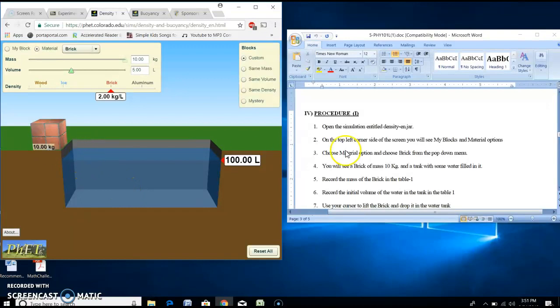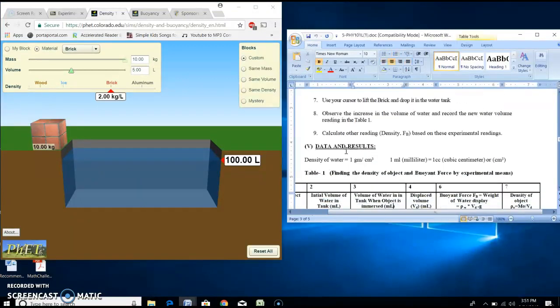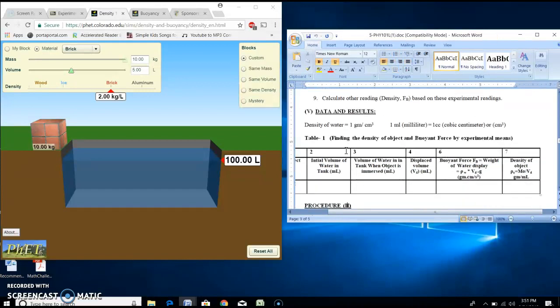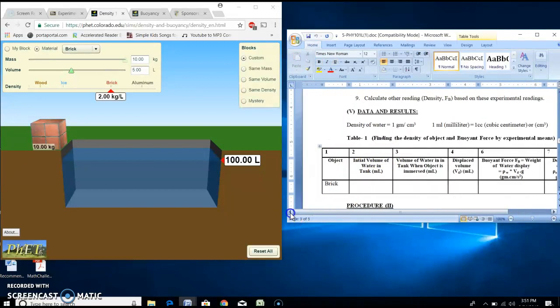So this is 10 kilograms, and I want you to go back to your table. Since you don't have it here, just keep in mind that it's a 10 kilogram mass, or you could put it right here, saying brick of 10 kilograms.